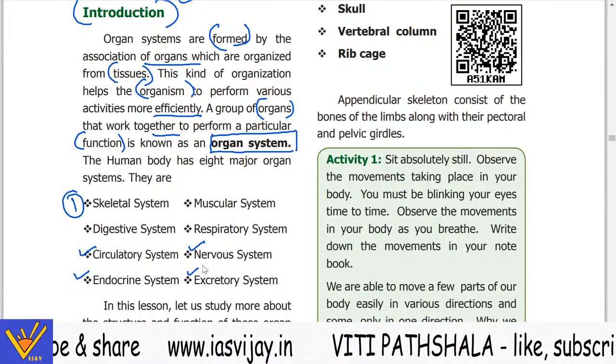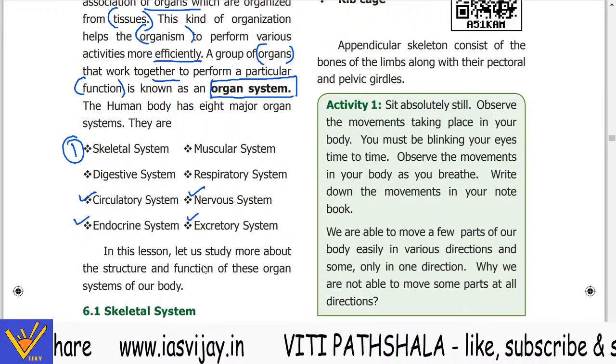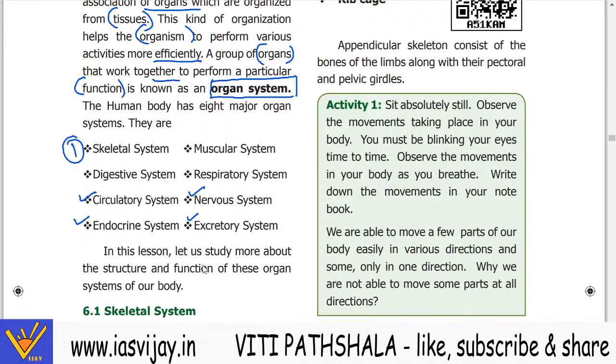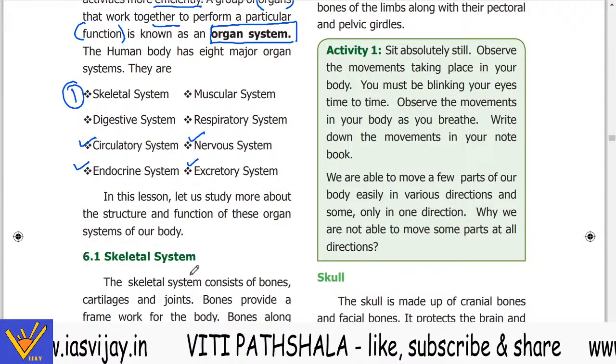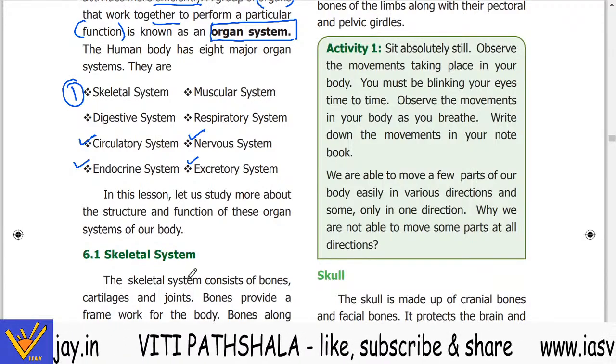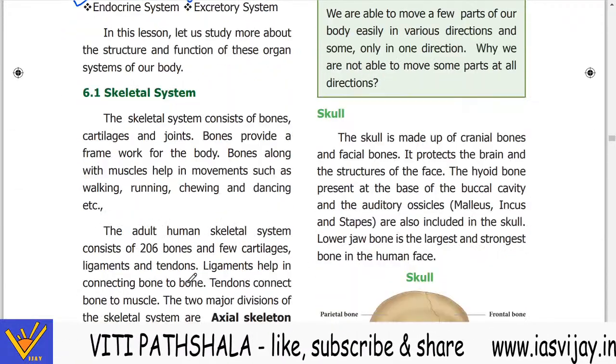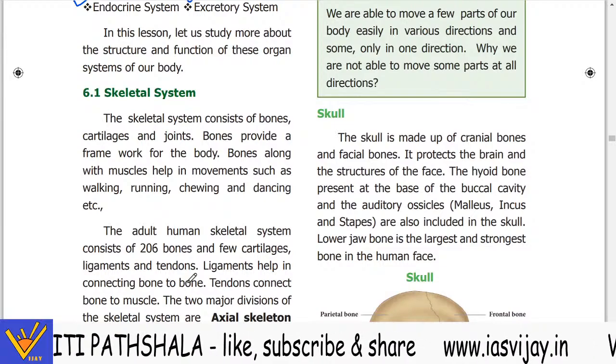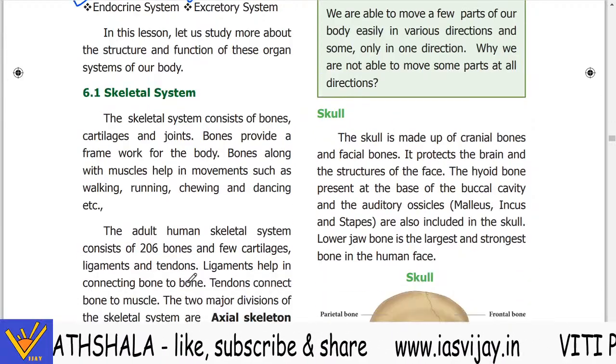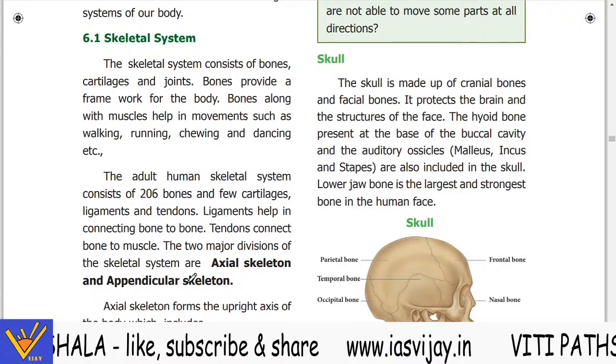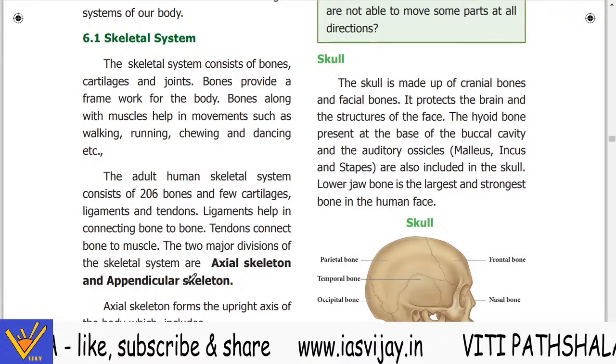Yes, Raja, that's correct. Now, in this lesson, let us study more about the structure and function of these organ systems of our body. We will be discussing all 8 in this chapter. First comes our skeleton system.